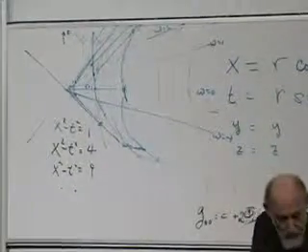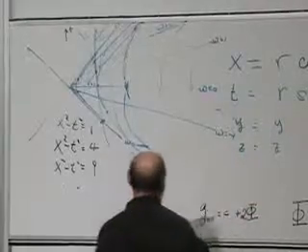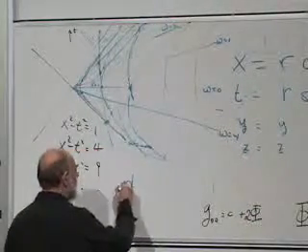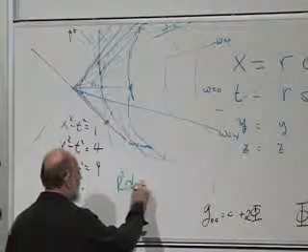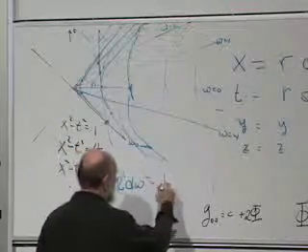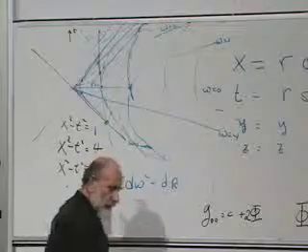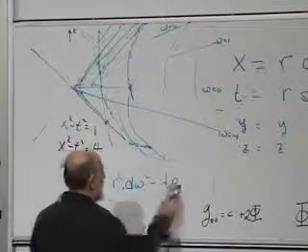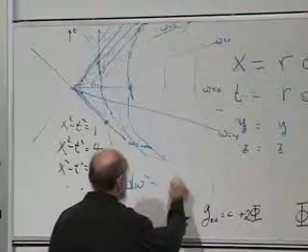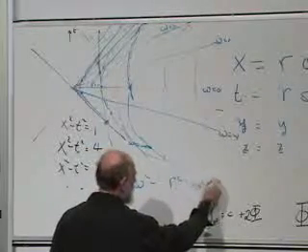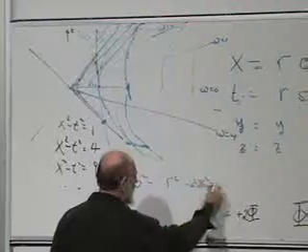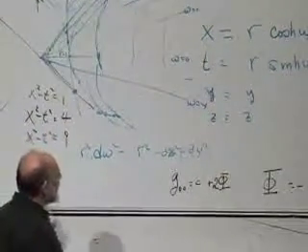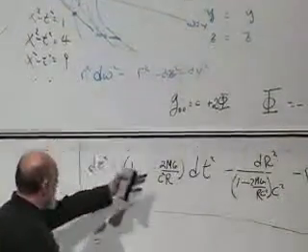Let me just write it down for you again. R squared d omega squared minus dr squared. Well, it's a different r. R squared d omega squared minus dr squared. That was minus dx squared minus dy squared, minus dz squared. All right. Looks very, very different. Doesn't look anything like it.